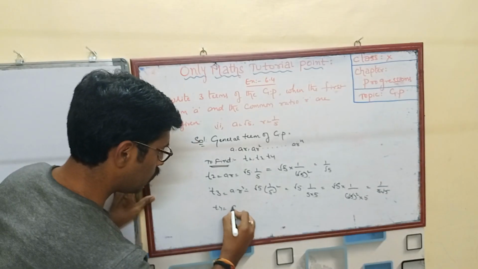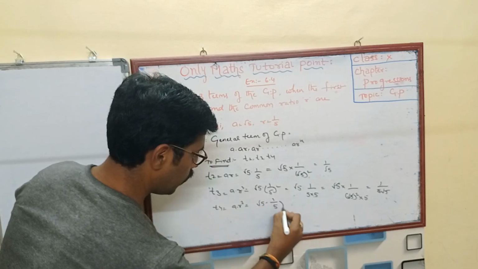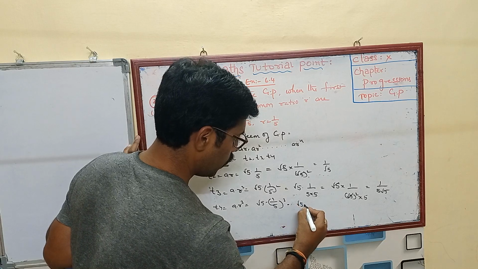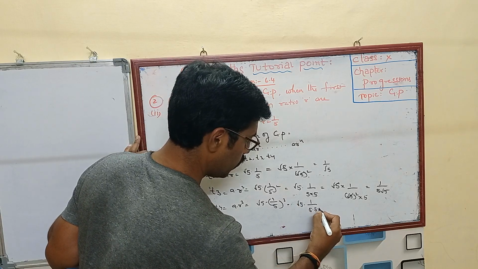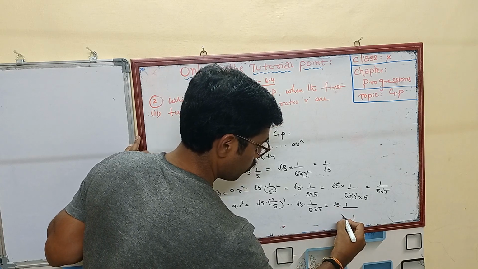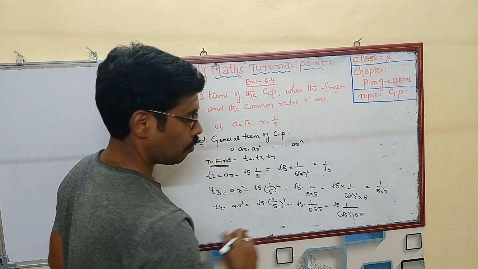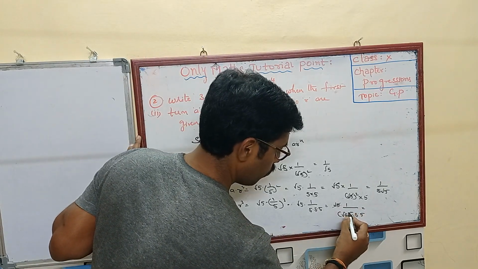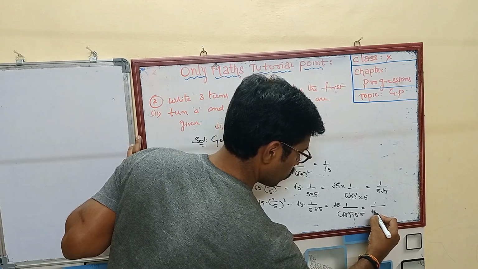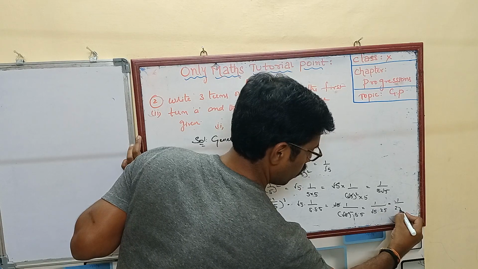Whereas T4 is A into R cube, that is root 5 into 1 by 5 whole cube. Okay, that equals root 5 into 1 by 5 repeated 3 times. So that can be written as root 5 by root 5 whole square into 5 into 5. That equals 1, root 5 gets cancelled here. So we get 1 by root 5 into 25, guys. That equals 1 by 25 root 5.